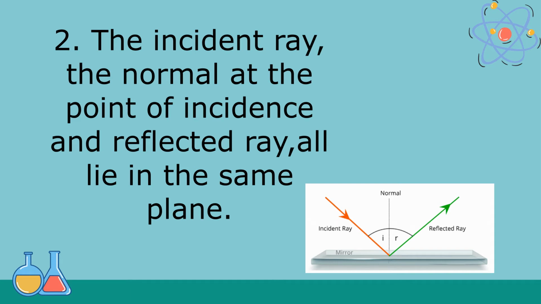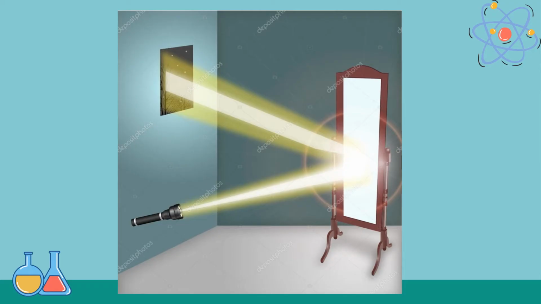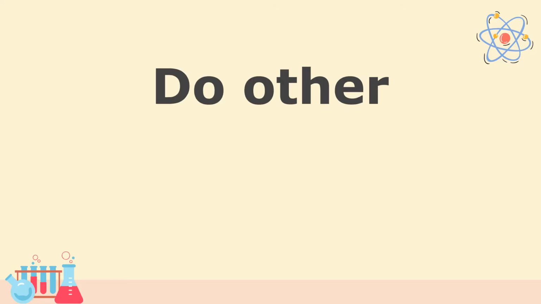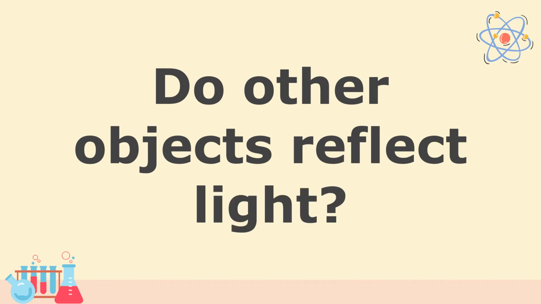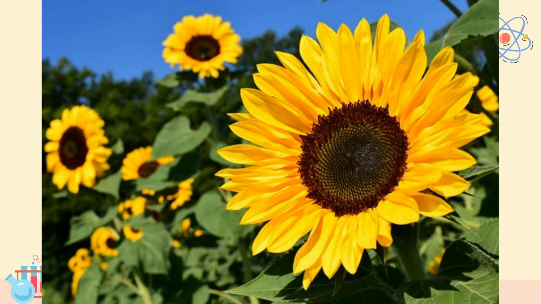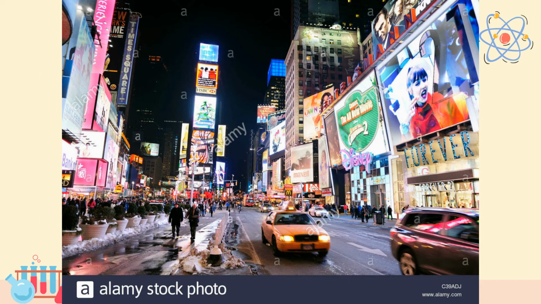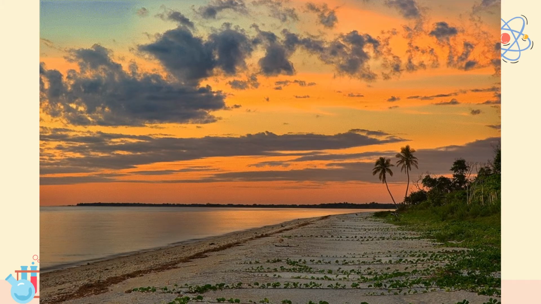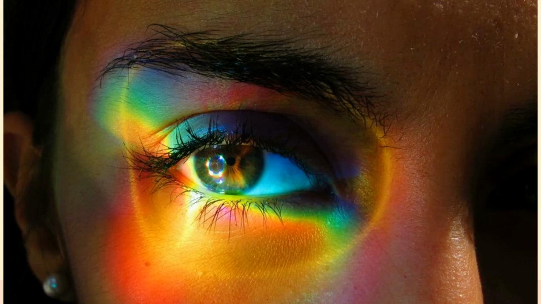When we talk about reflection of light, the first thing that comes to our mind is a mirror, because literally, like what I did in the experiment, it reflects light. But do other objects reflect light? Yes, of course. Almost all the objects around us, including us, are reflectors of light, because that's how we see the world around us.